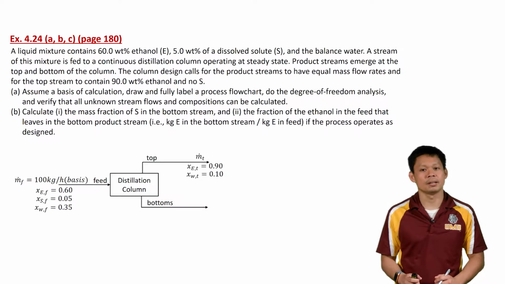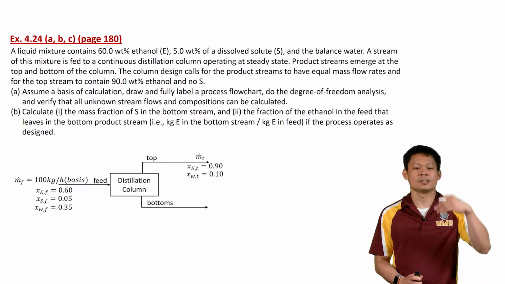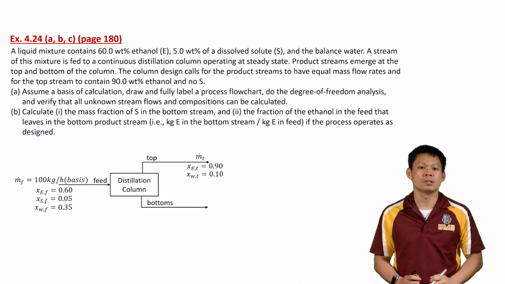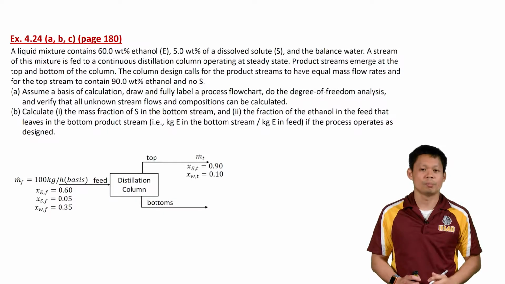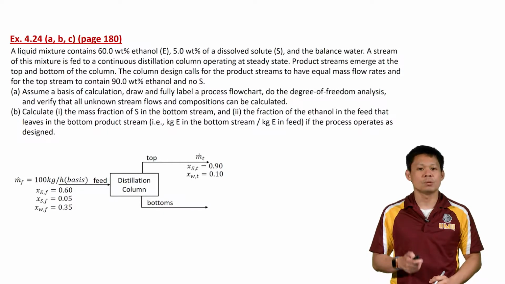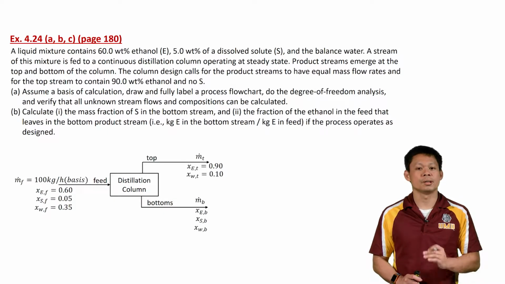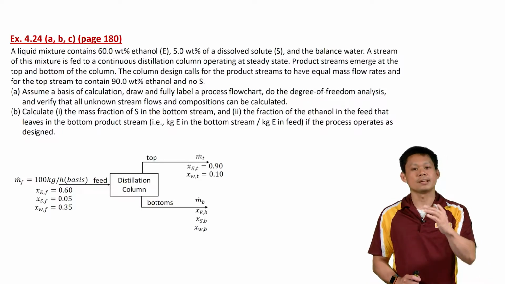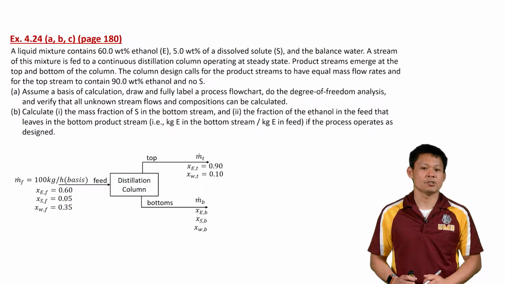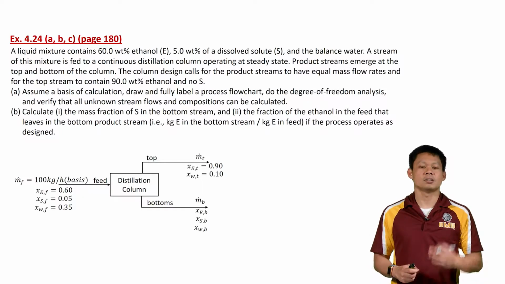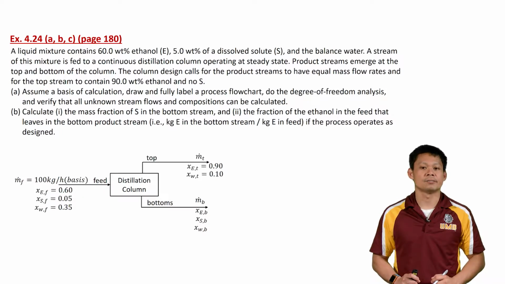So there's two ways we can label this. We can label it as the overall flow rate, M sub B, and the mass fractions of each component. Or we can label it as the actual mass flow rates of each individual component. In this case, what would make most sense is actually to label it this way, which is our mass flow rate and then the mass fractions. The reason is because if you look at the specification that's given to us, it says that the top and bottom stream must have equal mass flow rates.